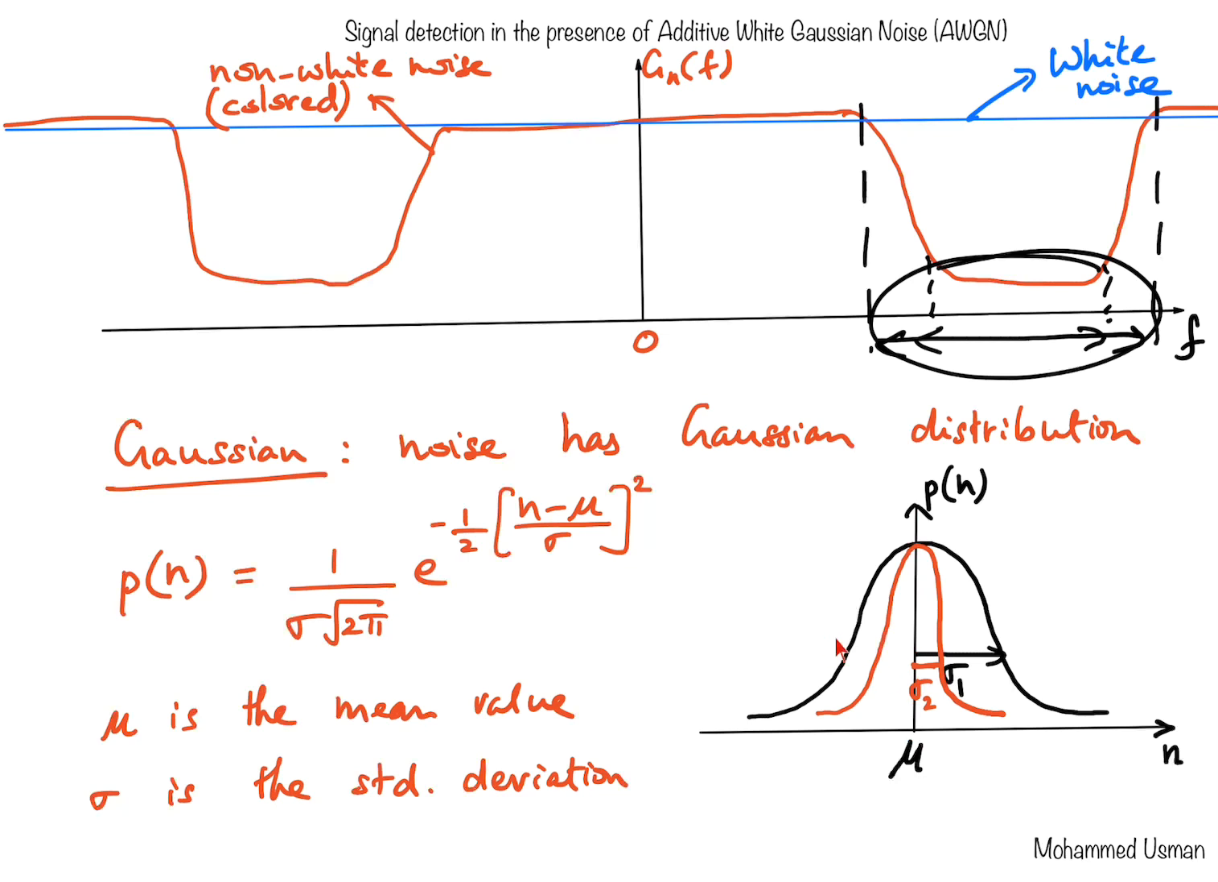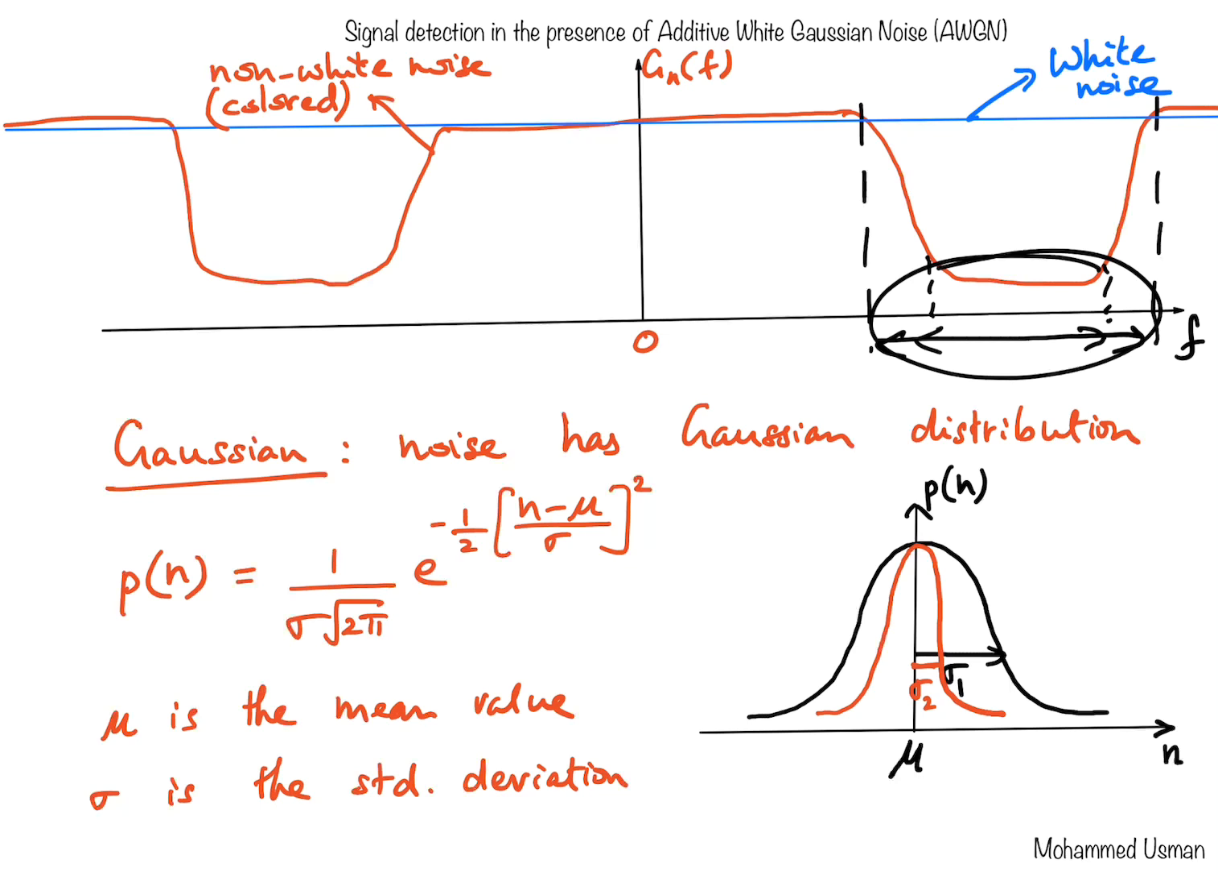The only difference between this black PDF and the red PDF is the standard deviation. Since the standard deviation for the red PDF is smaller, all the values are very close to the mean value. For the black PDF, the values are more spread out away from the mean value.